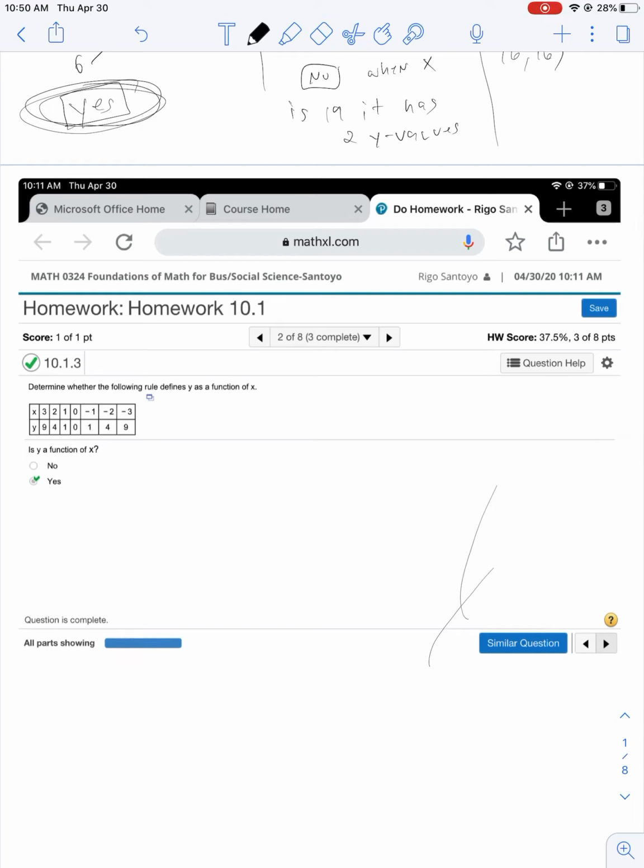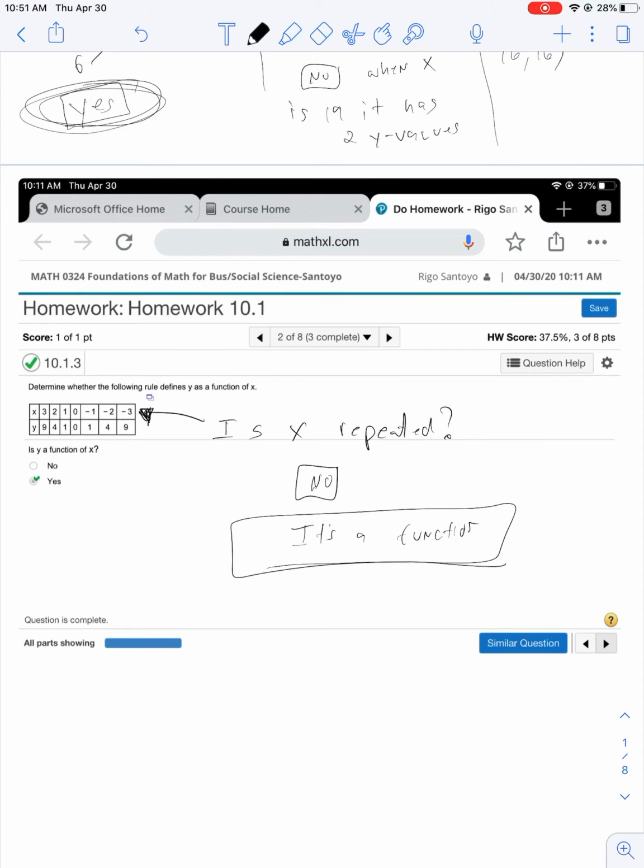Okay, so the same thing here. Is this a function? Well, as I mentioned before, you need to ask yourself, is x repeated? All right. Is x repeated? We see no, it's not. Therefore, it's a function.